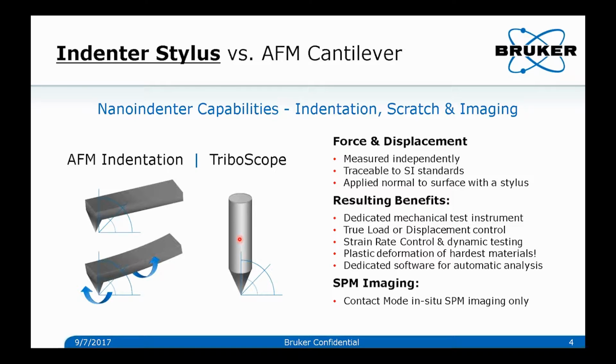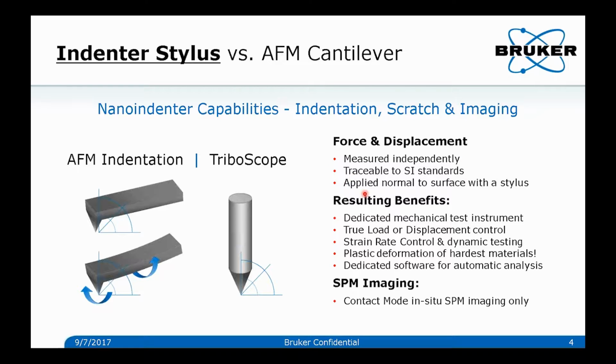Next, I'll talk about the Indenter Stylus and how that type of measurement compares to what you can do with an AFM cantilever. So for the Indenter Stylus, we have force and displacement signals which are measured independently. They're traceable to SI standards. And for example, the way that we calibrate the transducer in our office is we use an interferometer to calibrate displacement, and we use calibrated masses hanging from the force sensor to calibrate force, and traceable to SI standards.